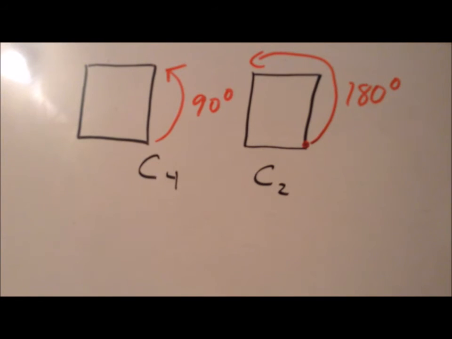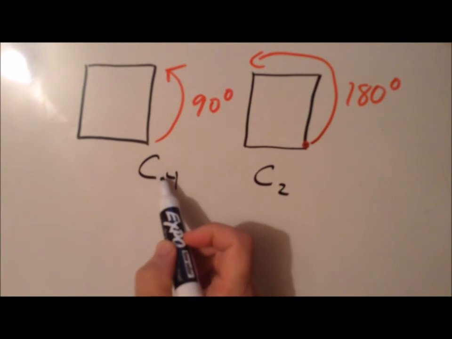Now, one thing you may notice is you may think, well, when I rotated 180 degrees, could I have first rotated it by 90 and then rotated another 90 degrees? Sort of do a two-step process. And yes, you could have. So what it tells us is that if I do two C4s in a row, I get a C2.